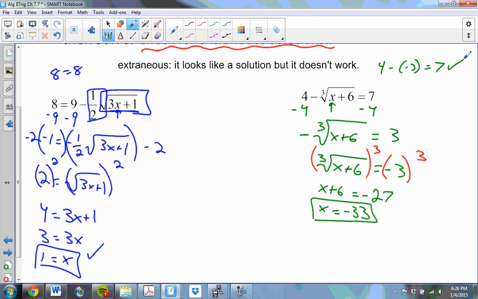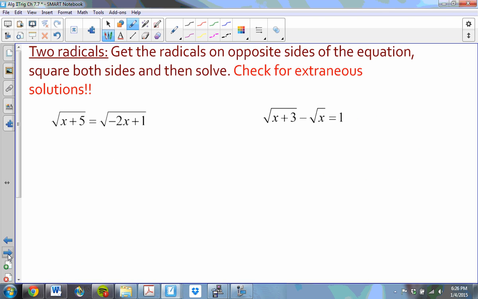That one's good. Whenever there's just one radical, you won't get extraneous solutions. You can get no solutions, that's certainly possible, or imaginary solutions, but you can't get extraneous ones. Two radicals are the ones where things can get a little bit dicey.